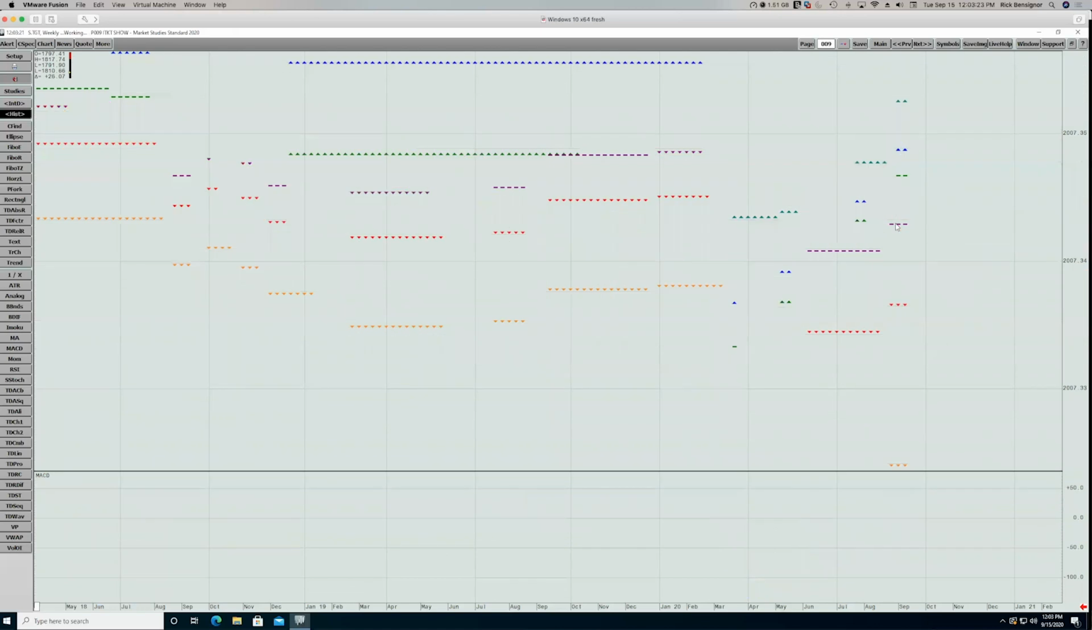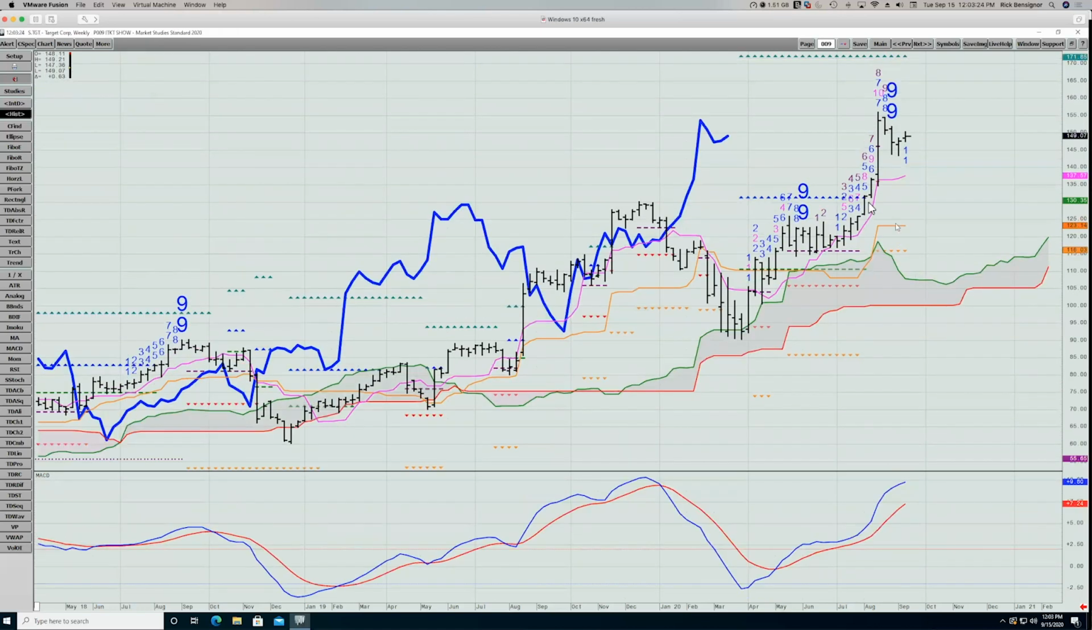Target. The 8 count made the high, so here's your setup. 9 climbing, it's climbed up the conversion line. So first support right now is just beneath 138. Nothing really to do in here. Upside target for those long is just shy of 172.